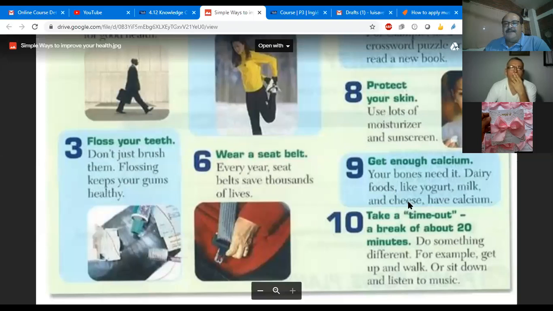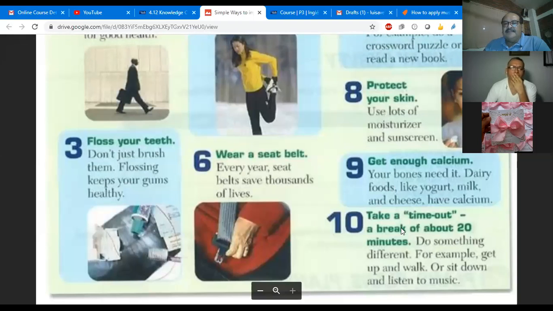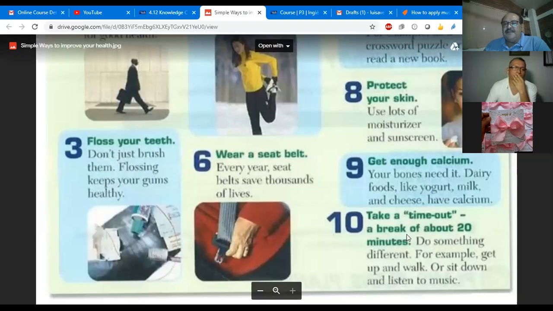Take a time out, a break of about 20 minutes. Do something different. For example, get up and walk, or sit down and listen to music.